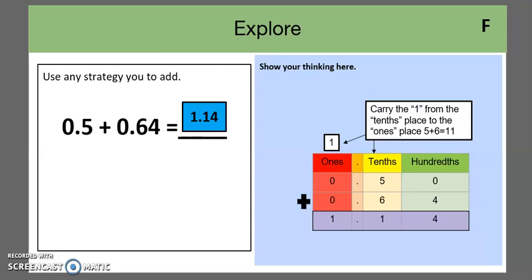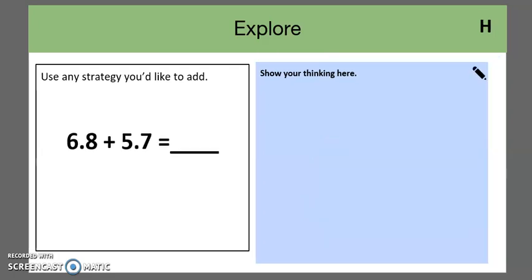We're going to look at 2 more questions. So here's another example. Try this one on your own, and we're going to compare our answers on the next slide.